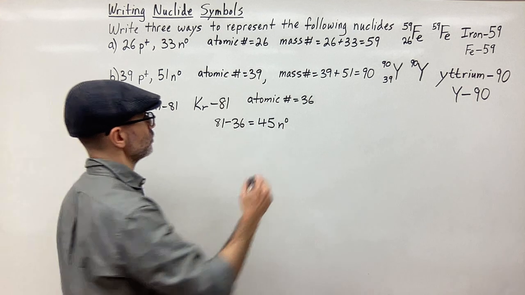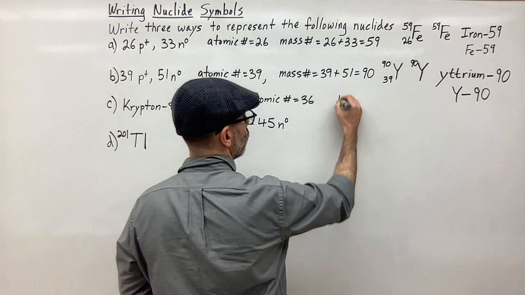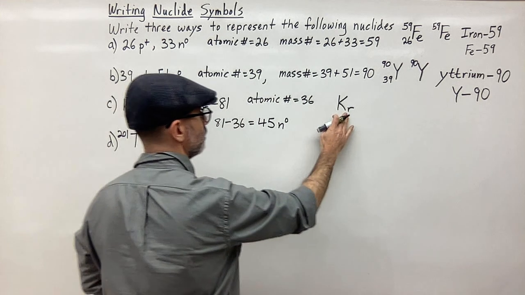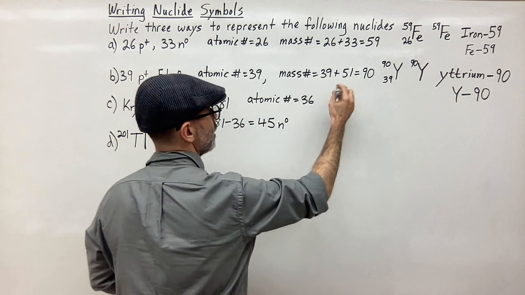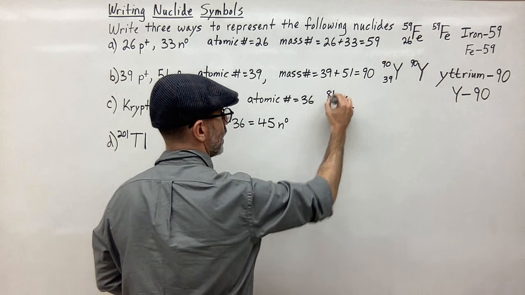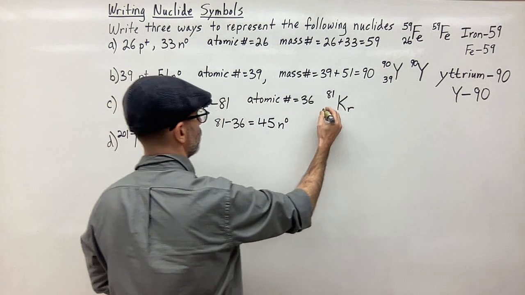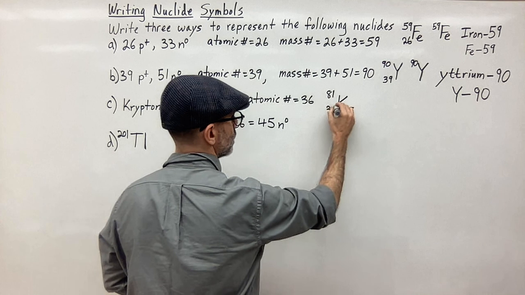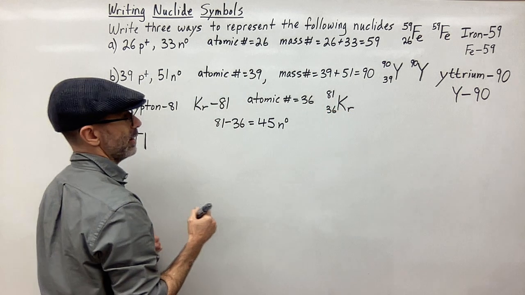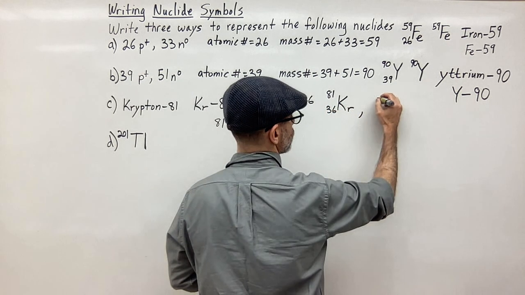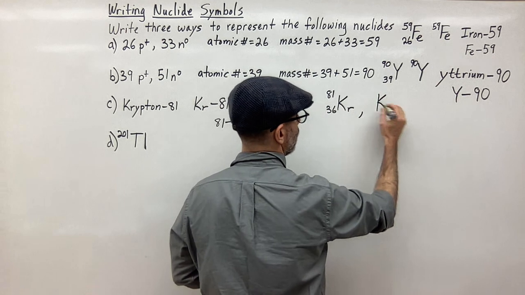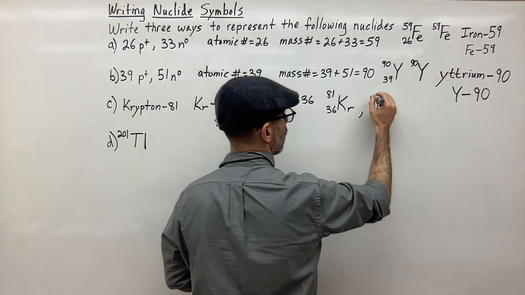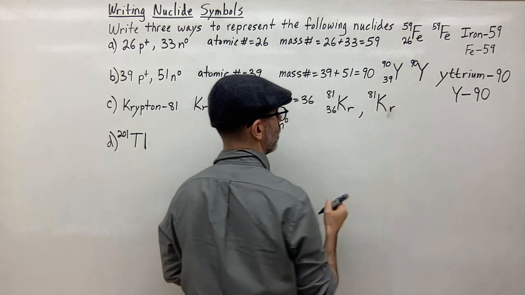So now what about the symbol? Again, we write the symbol of the nuclide with the Kr symbol of the element. Top is going to be the mass number 81. Bottom is going to be the atomic number 36. And then the other way you could write it is just with the Kr with only the mass number 81.